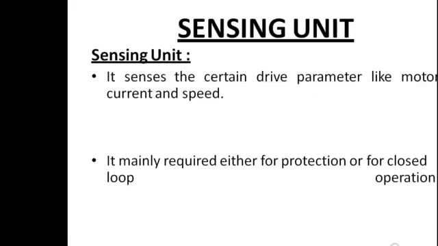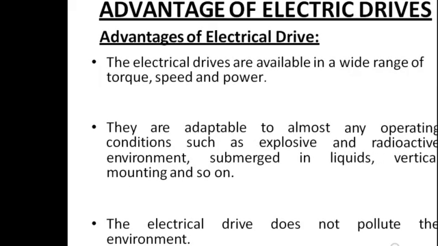The sensing unit senses certain drive parameters like motor current and speed. Not only speed, we can also sense the motor current and voltage. If you want to monitor the voltage, we can do so using the sensing unit. It is mainly required either for protection or for closed loop control.